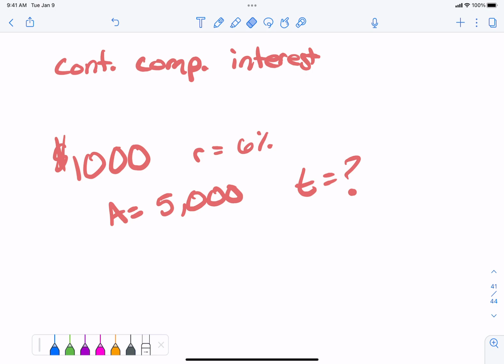There's your first problem. Solve for t. How long does it take for $1,000 to turn into $5,000 at an interest rate of 6%? How long? You're solving for t.